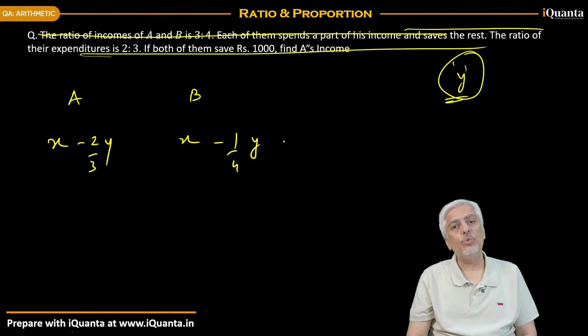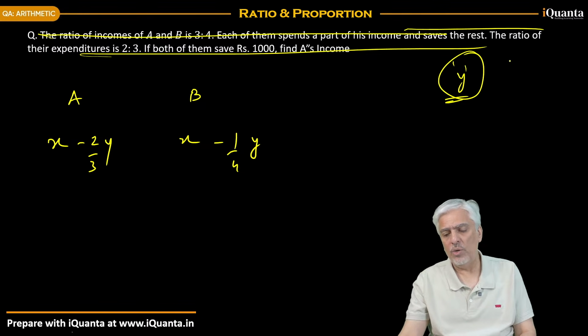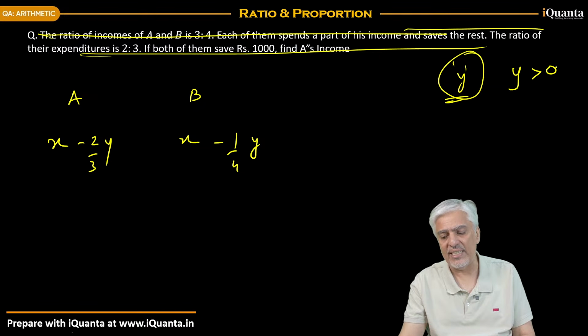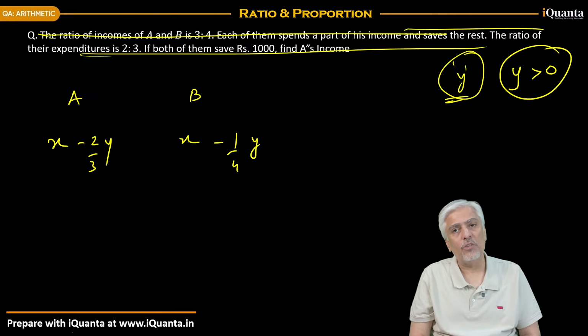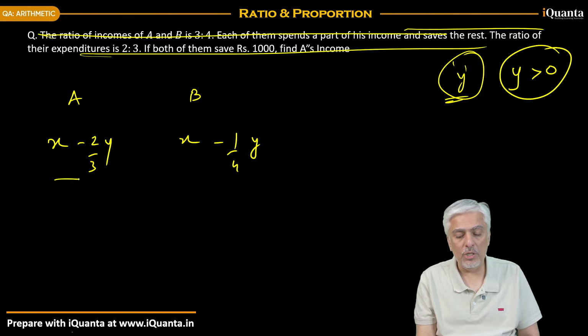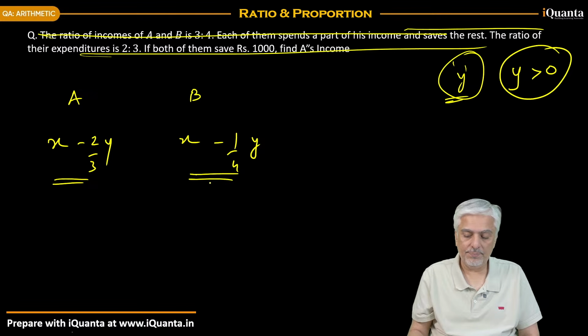From A, I took 2/3 of Y. I don't know what Y is. The only thing I know is Y is a number greater than 0. So from A, I took 2/3 of Y, and from B, I took 1/4 of Y. Who has more money now? After this step, who has more money?